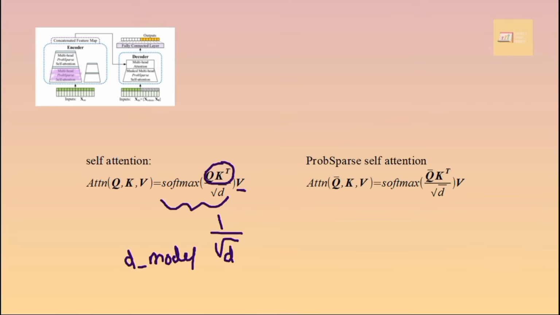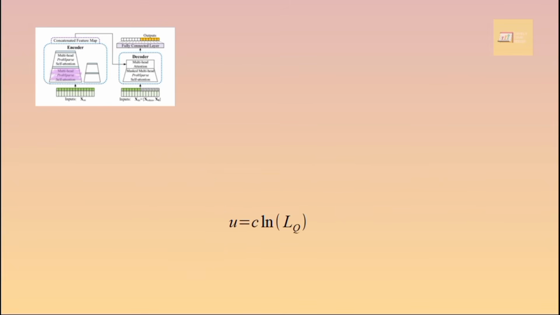Okay, now let's go to the second phrase, that is ProbSparse. So what is ProbSparse self-attention? It's basically a self-attention, but only for some dominating queries. So the dimension of the matrix Q bar and matrix Q are still the same. It's just that now matrix Q bar is a sparse matrix. Now the question is, how can we decide which queries are dominant? I'll try to describe this briefly.